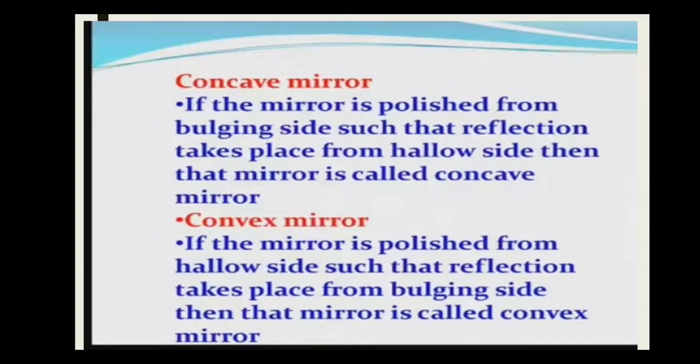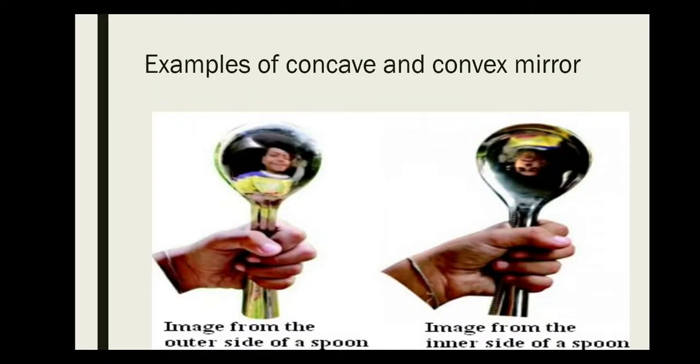Next, convex mirror. What is a convex mirror? It is the opposite, the converse of the concave mirror. The inner side is polished and the outer side is the reflecting surface. This mirror is called a convex mirror. The mirror is polished from the hollow side such that the reflection takes place from the bulged side. Then that mirror is called a convex mirror. See here the examples of concave and convex mirrors.